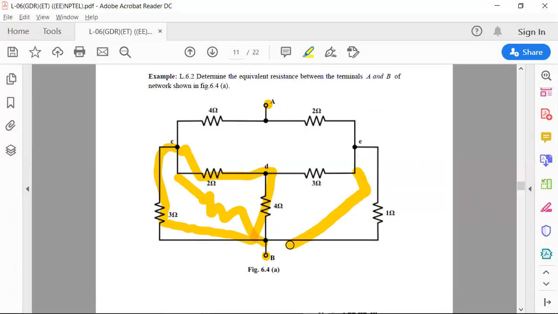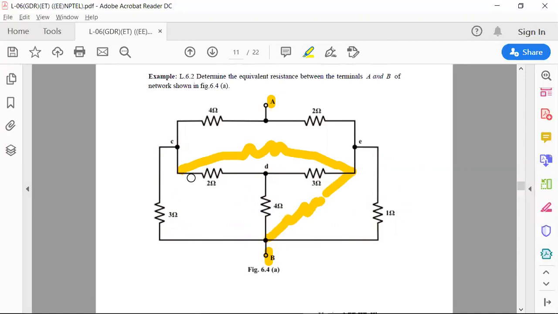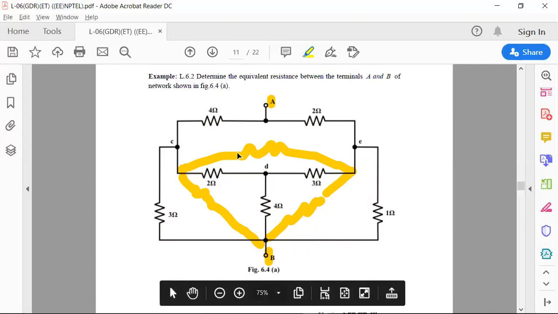Again, here one more delta is there. But instead of doing these two deltas, the middle one looks like a star. So let me convert this star to delta. Then the circuit is very easy, right? Hope you are clear. So instead of doing these two deltas, I am doing this one conversion, star to delta. This is star, I'm converting to delta.